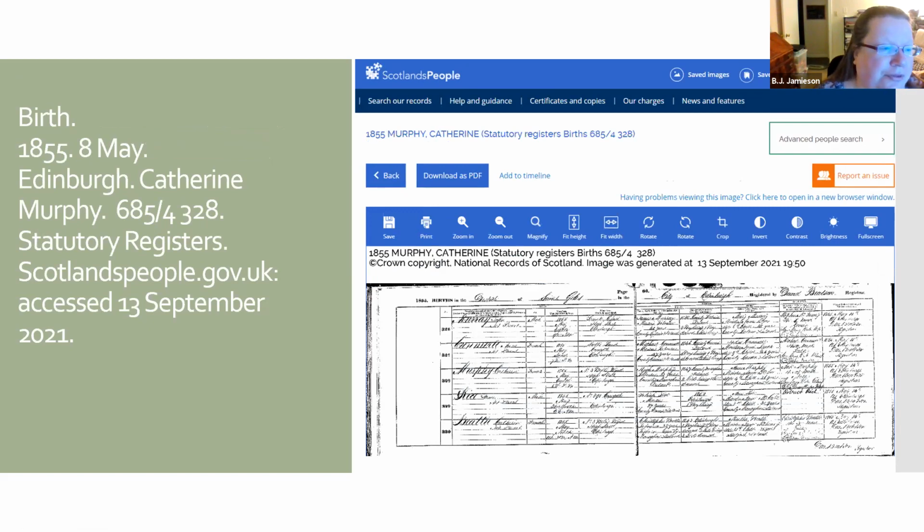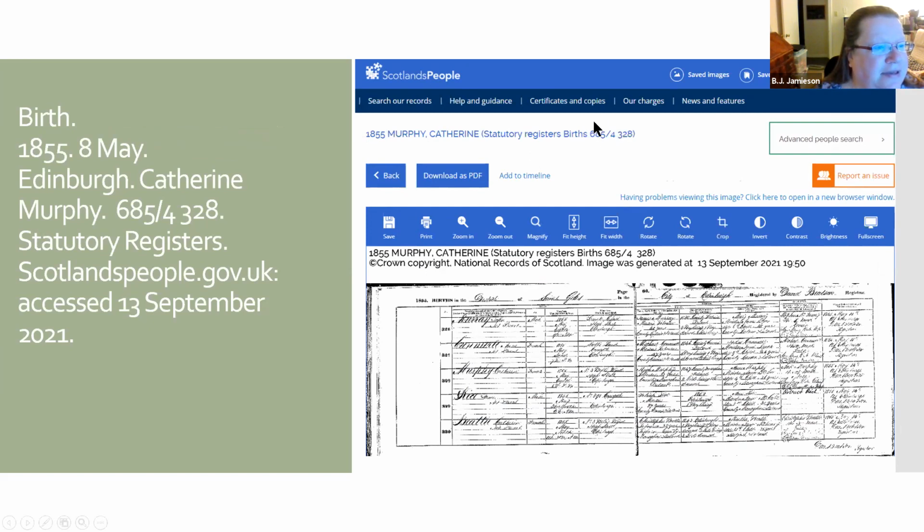Then here's the birth. You'll see I did birth instead of baptism. I did the year and the birth date. I just put Edinburgh. Again, if I were being really careful, I'd put Edinburgh, Scotland. Here's her name.